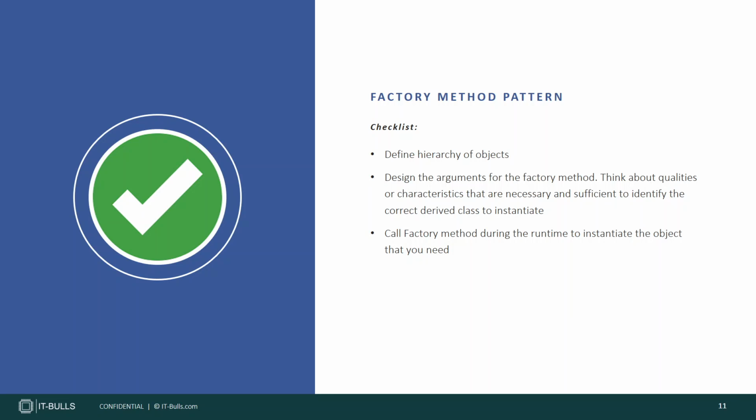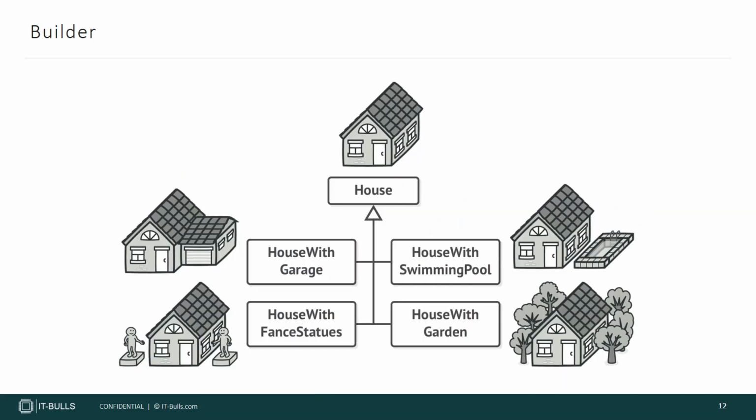Great! We're already done with 3 creational patterns. 2 more patterns from this group are left. The next pattern that we are going to learn is the builder pattern. Why might we need the builder pattern? Imagine that you have a complex object to build and you want to come up with an API that will allow you to easily define what exact version of the object you would like to construct.